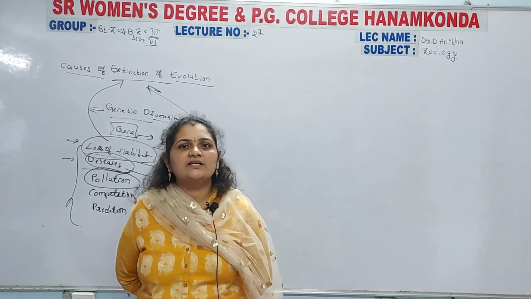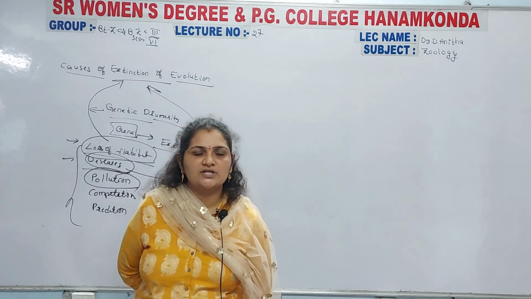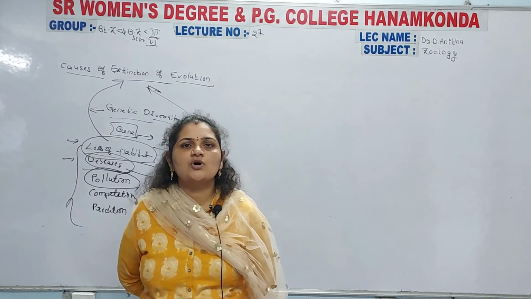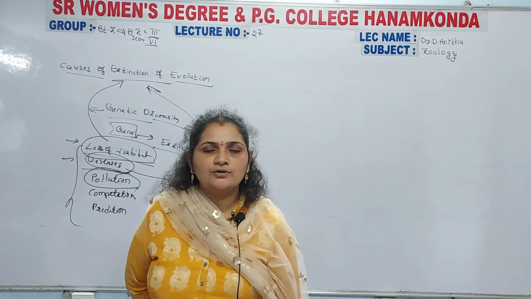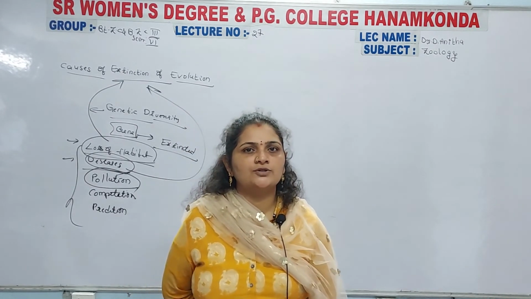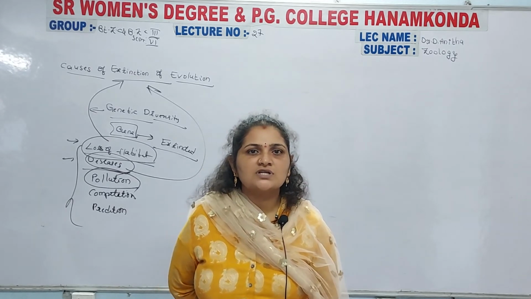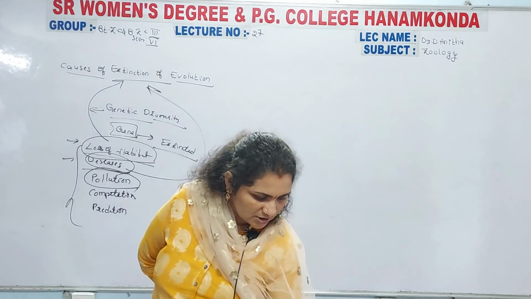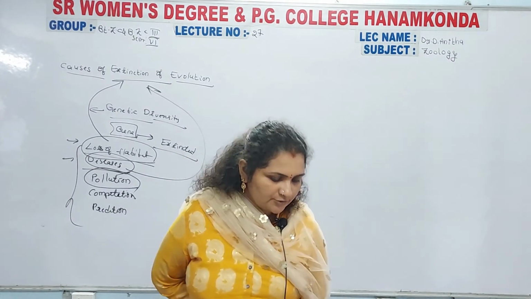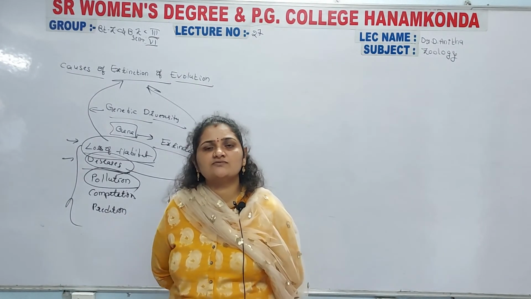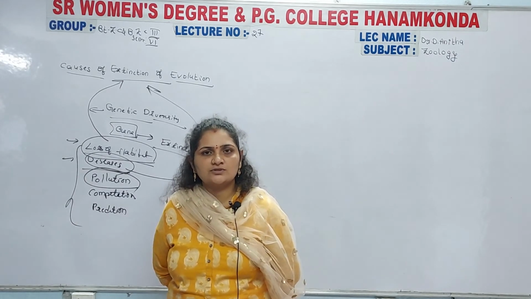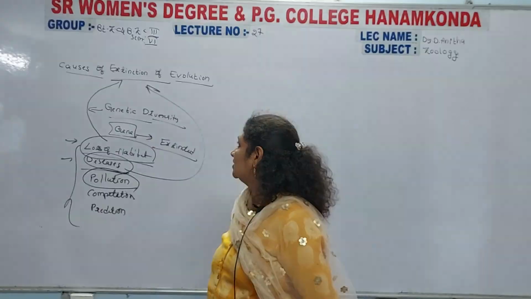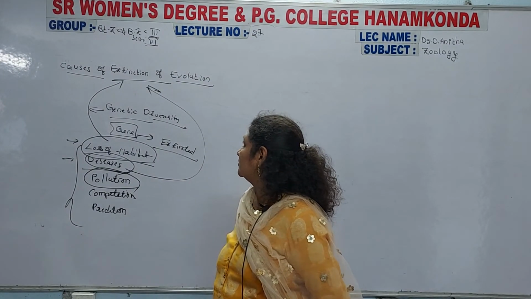The development of new species is reduced. If the extinction level increases in a population, then what happens? There is no new species formation, and evolution does not occur. The evolution process is going to decrease day to day. So, these are the causes of extinction and its impact on evolution.